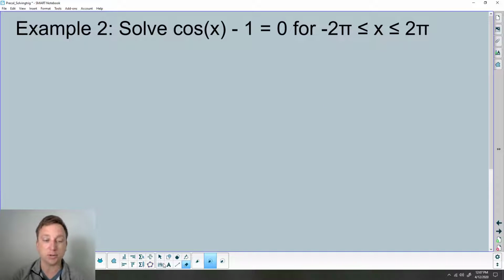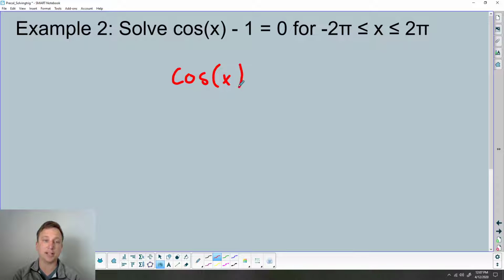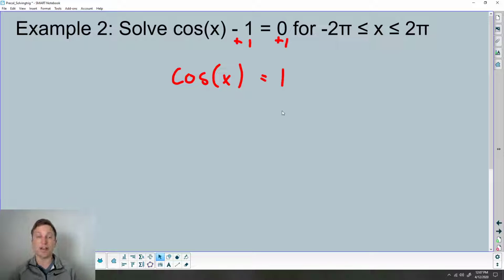So with most equations, we want to isolate the x. Well, we're taking cosine of x, so we want to isolate cosine of x, or the function here. We do that by adding 1 to both sides. So if we take cosine of x and add 1 to both sides, we get cosine of x is 1. So we want to find what values between negative 2 pi and positive 2 pi I need to take the cosine of to receive a value of 1.